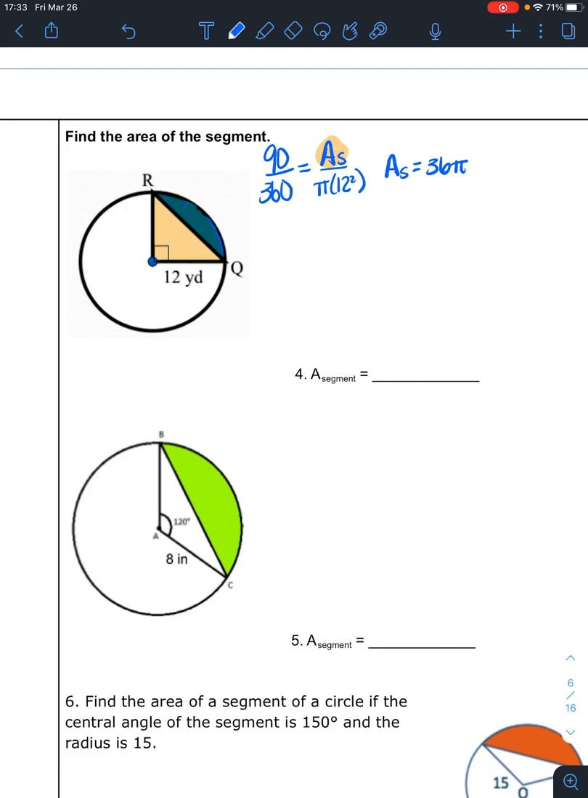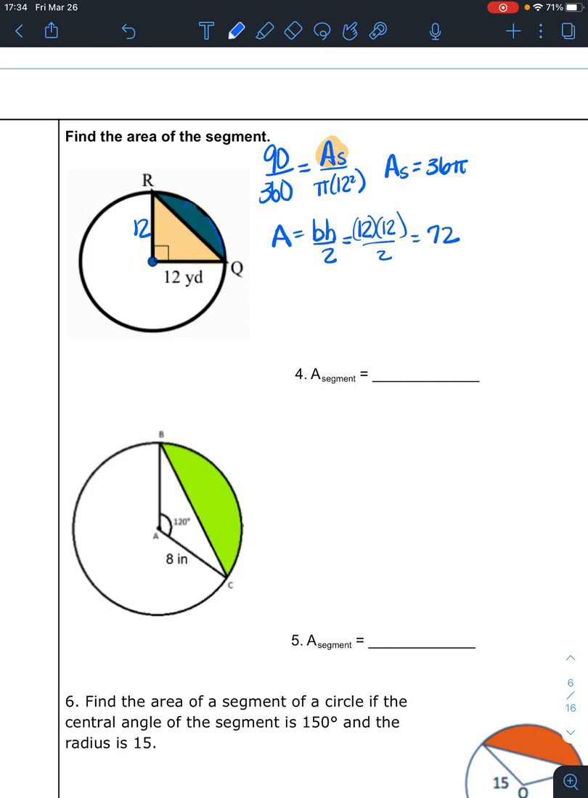Now I need the area of the triangle. The area of a triangle is base times height divided by 2. The base and the height are both 12, so I have 12 times 12 divided by 2. 144 divided by 2 is 72.